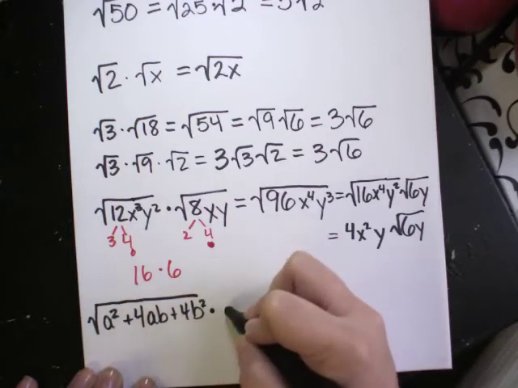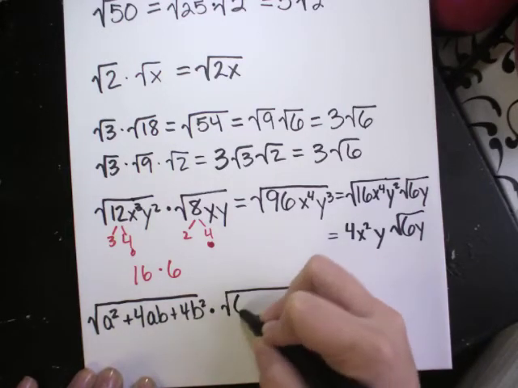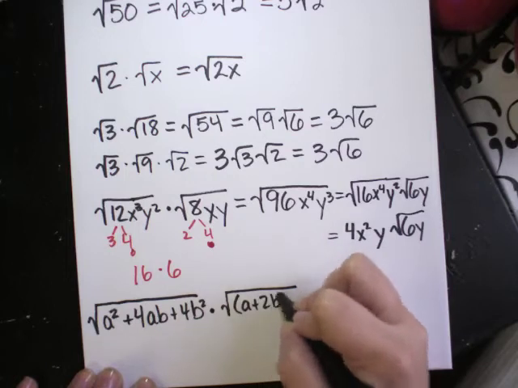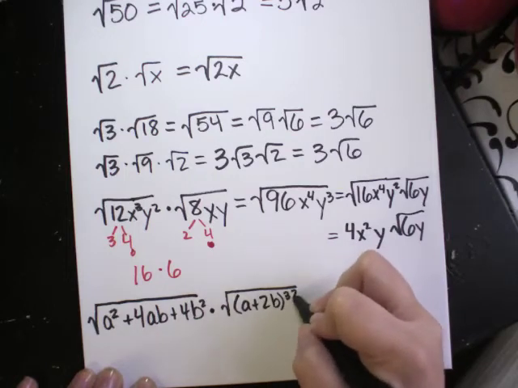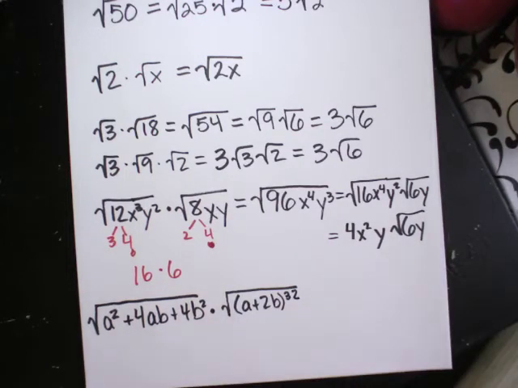B squared plus 4b times. And yes, that does say to the 32nd power. Oh my gosh, that's a lot of powers. So where should we start? What's the first thing you think we should do? I think factor. Ashley? Yes, factor.